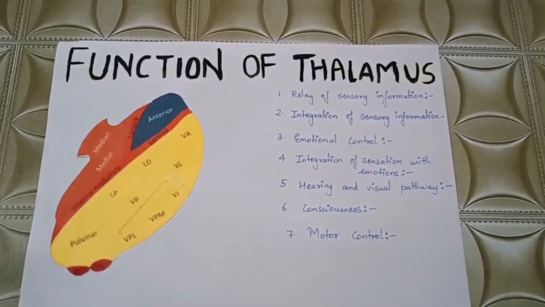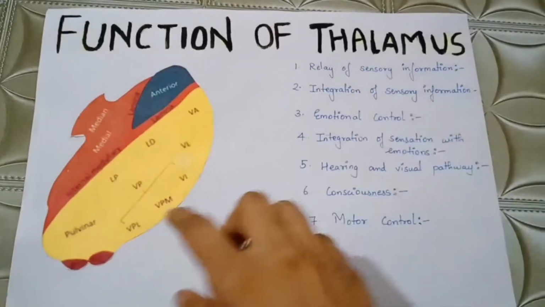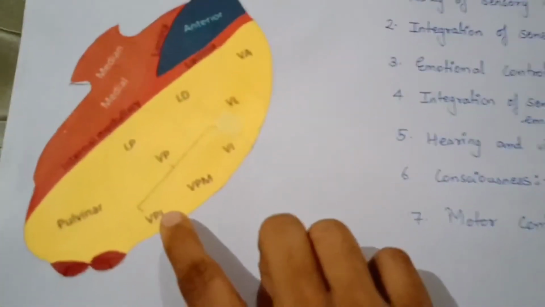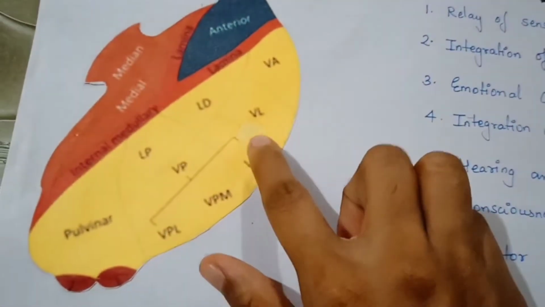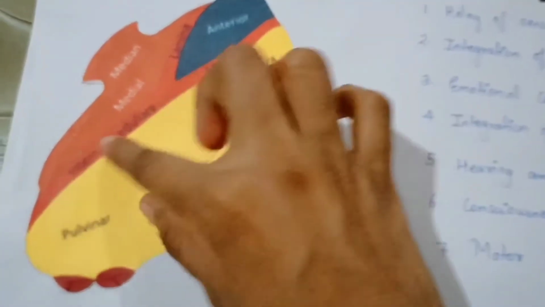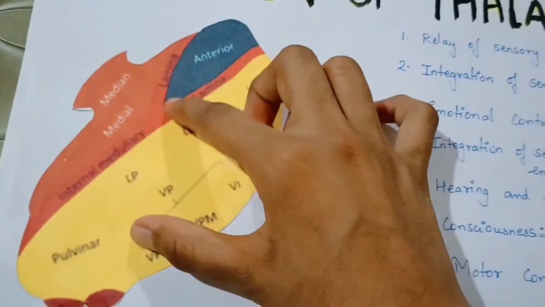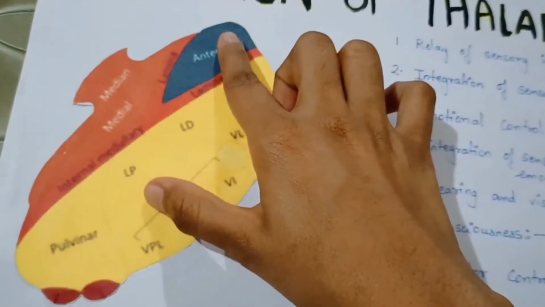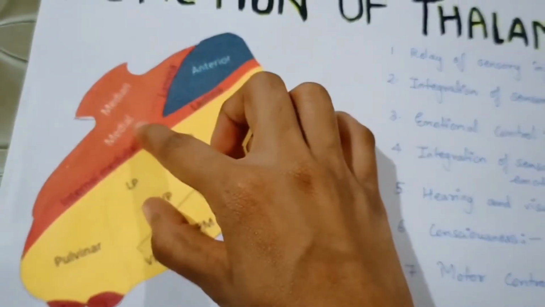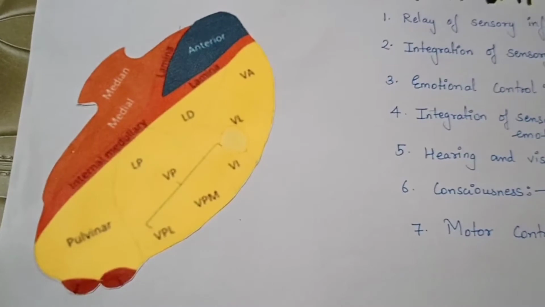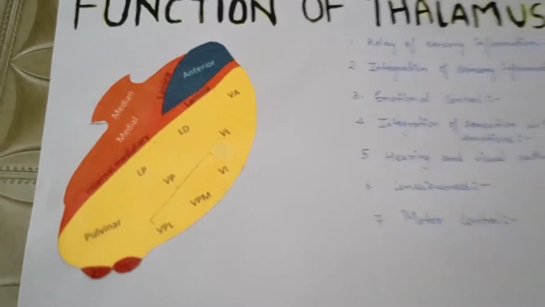So here it is VPL. The full form of VPL is ventral posterolateral, and VPM is ventral posteromedial. And one by one, we will see this is lamina, and this is internal medullary and medial and median and anterior of the anatomy of the thalamus.